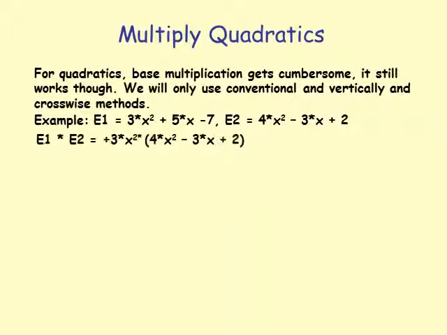Let's continue here. So E1 times E2 is, we would start multiplying 3x squared, the first term of the first expression, by the whole of the second expression.